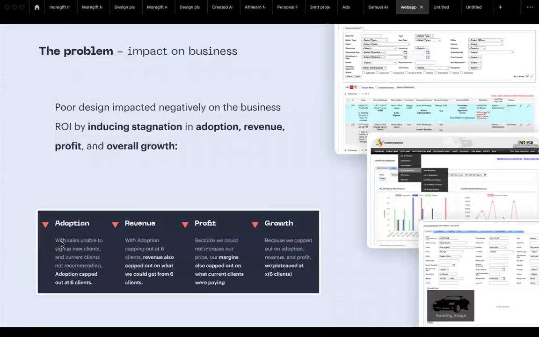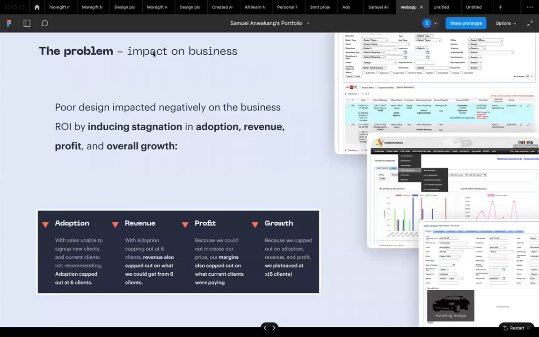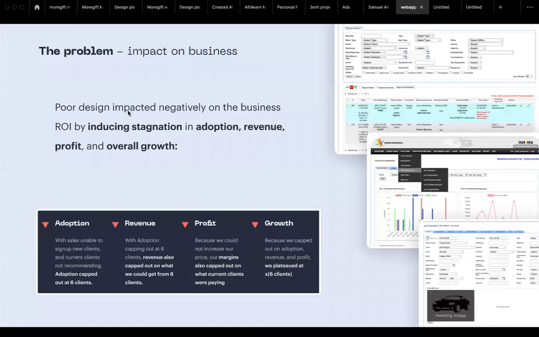let me just jump to the numbers. The poor design impacted negatively on business ROI by inducing stagnation in adoption, revenue, profit, and overall growth. So there are 4 things we're having a problem with. Adoption: the sales team were not able to sell well because adoption was reduced to just 6 clients. Revenue was capped at what you could get from 6 clients, profit was very slow, and growth was stagnated because of the design.